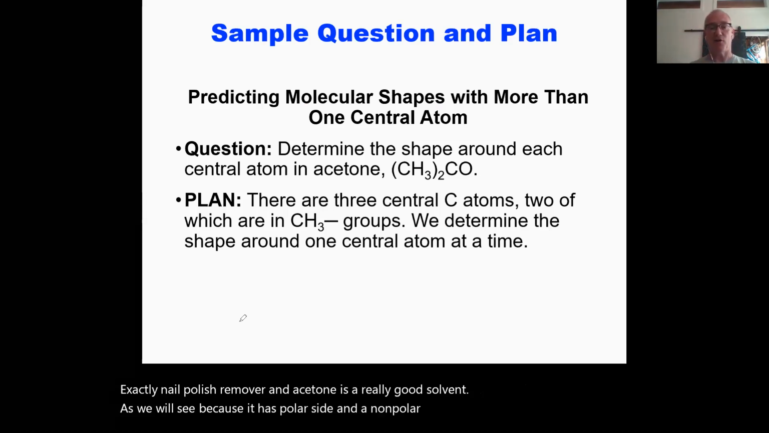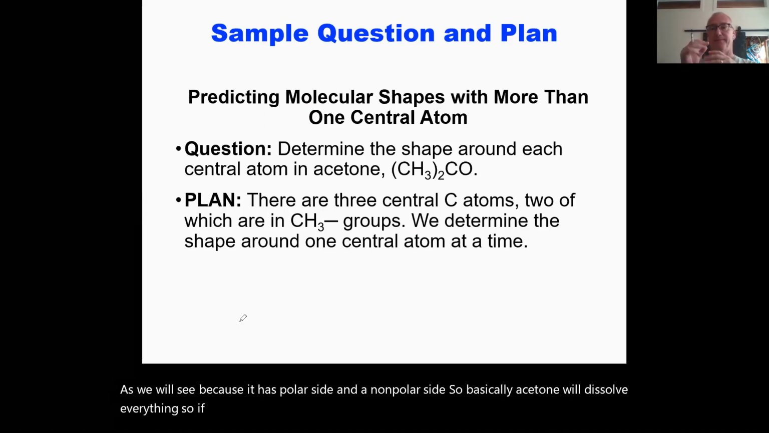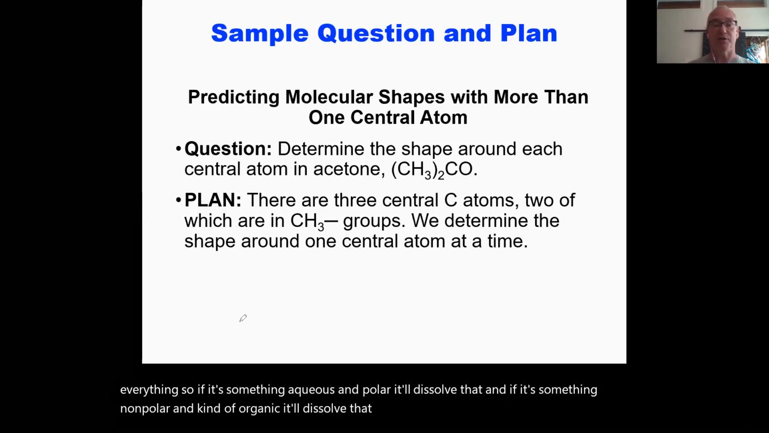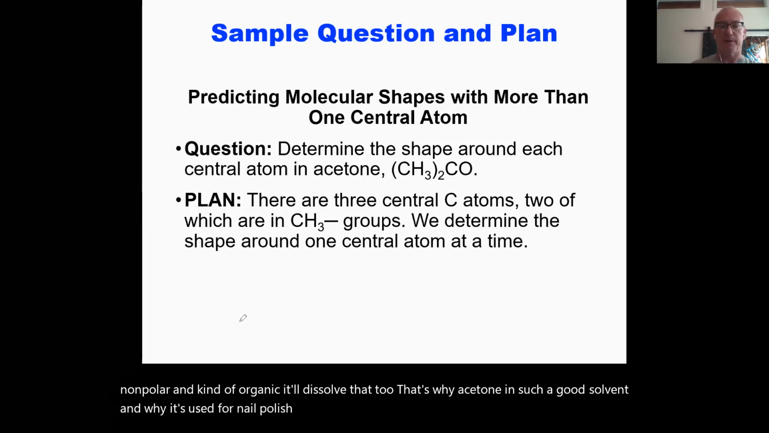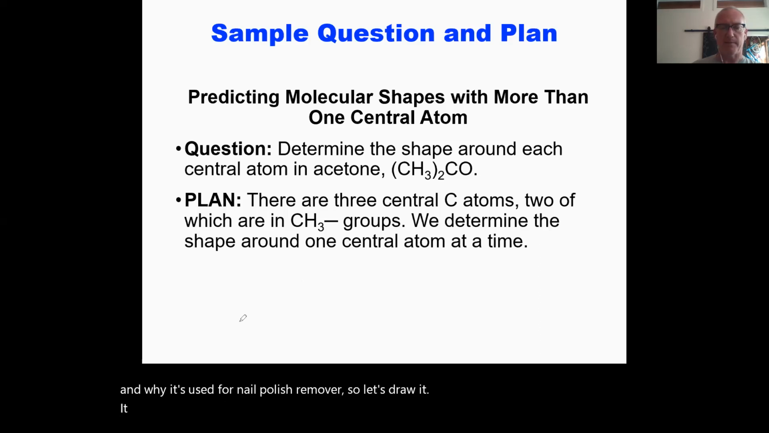So basically, acetone will dissolve everything. If it's something aqueous and polar, it'll dissolve that. And if it's something non-polar and kind of organic, it'll dissolve that too. That's why acetone is such a good solvent and why it's used for nail polish remover. So let's draw it, and we'll determine the shape around one atom at a time.